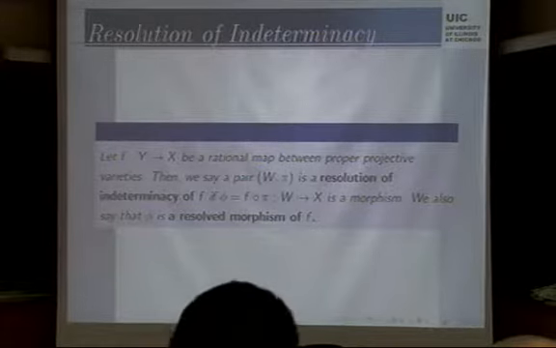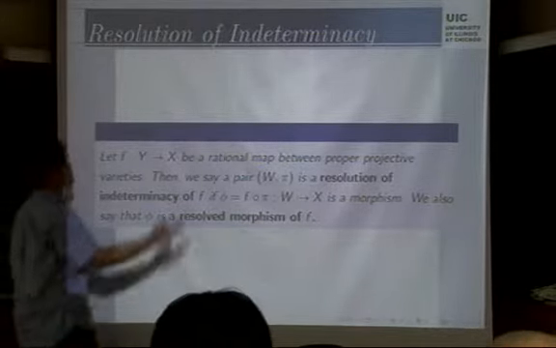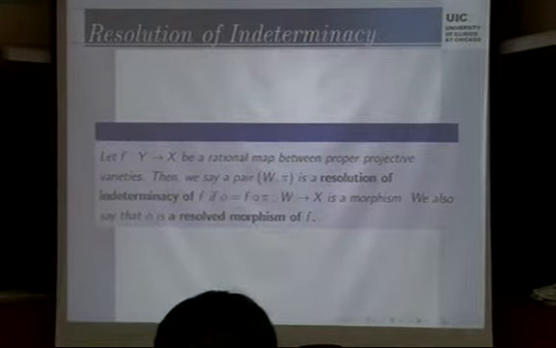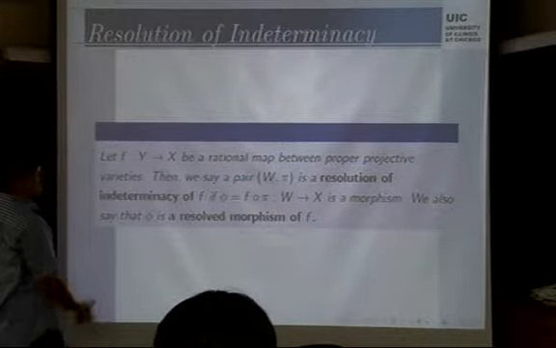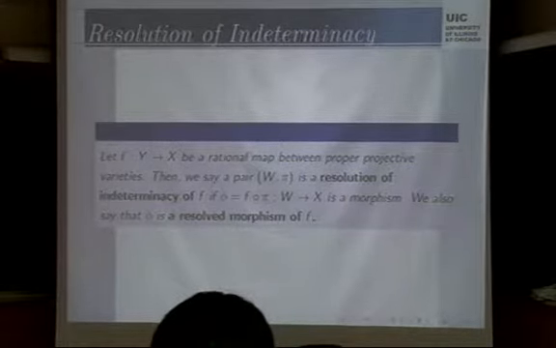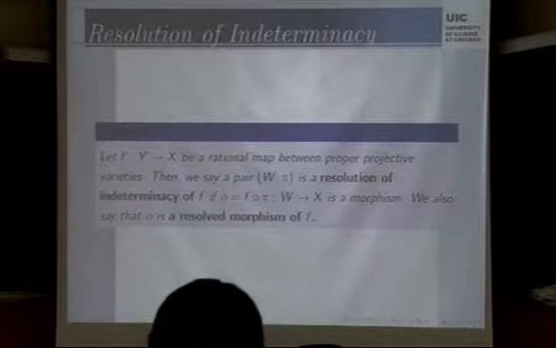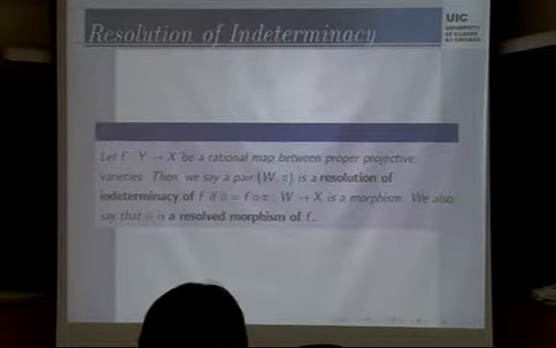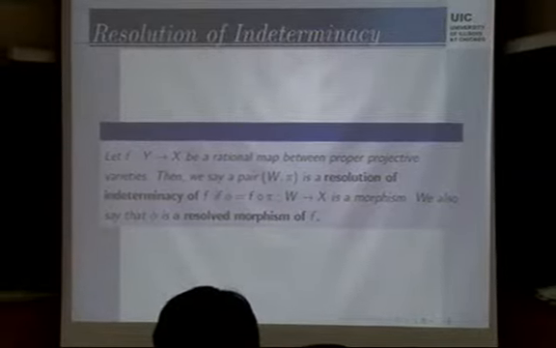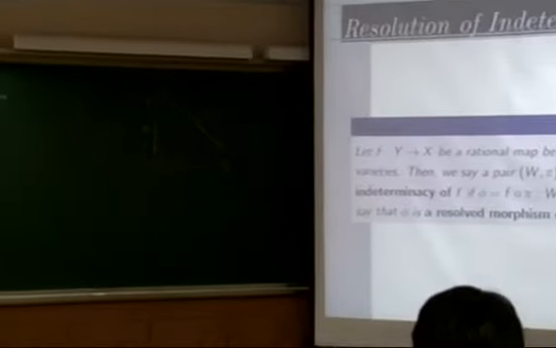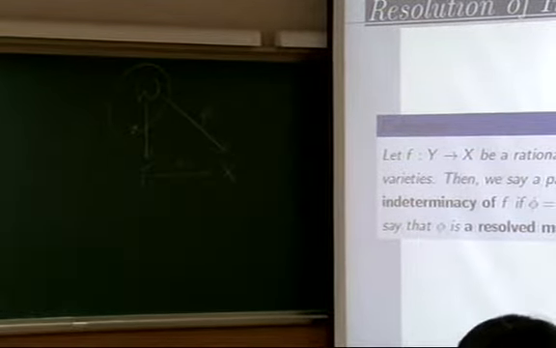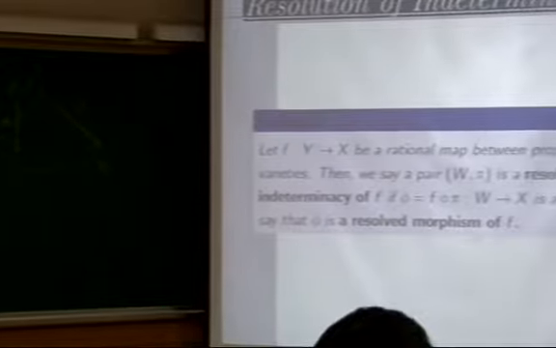So for notational convenience, if we have a pair of a variety and a birational map, then we call this a resolution of indeterminacy of some rational map. If we have the previous picture like this, now we have Y and X, and we have a rational map here. Now if we have a projective variety with a birational map pi, and their composition becomes a morphism, then we call this pair a resolution of indeterminacy of f, and we call this induced morphism the resolved morphism. And instead of f, we compare phi and pi to make height functions.